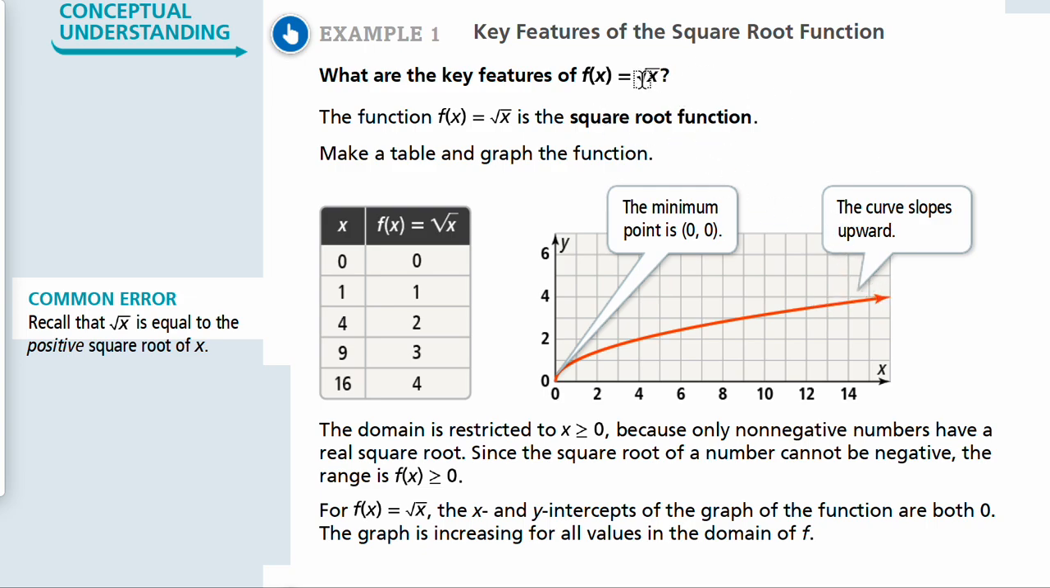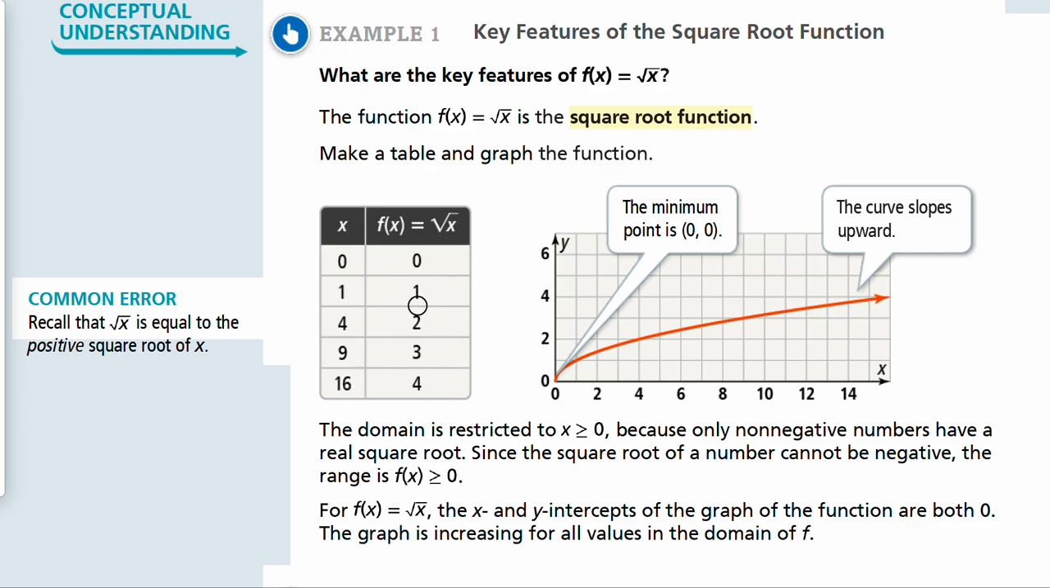So this is the parent function of the square root. The function f of x equals square root of x is the square root function, the parent function. So first, let's make a table and explore it. When x is 0, the square root of 0 is 0. And negative values are not defined, right? So you cannot put in a negative input. You only have positive x and 0.